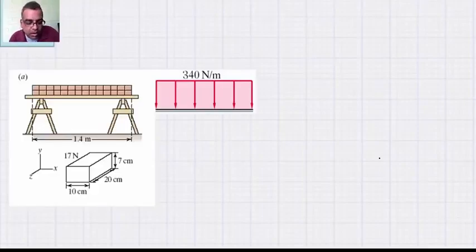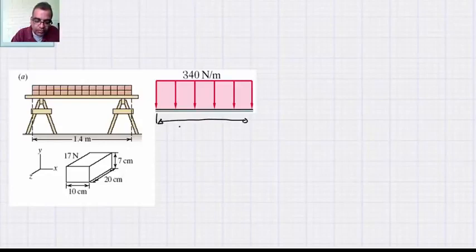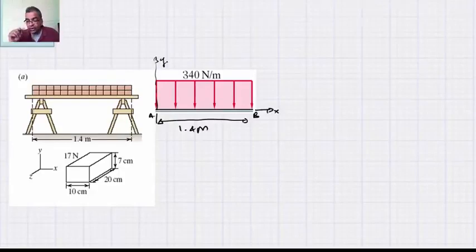I've got a big frame on which some bricks are sitting. Each brick's dimension is given, and it turns out that it corresponds to a distributed load of 300 Newton per meter over a length of 1.4 meters. This point is A, this point is B. Here is my x component, here is my y coordinate, and our question is, what is the force on this? So how do I do that?